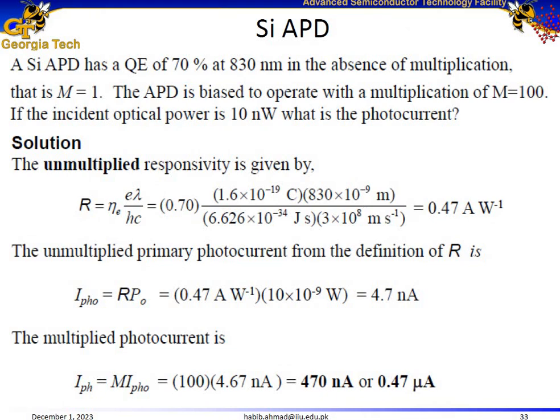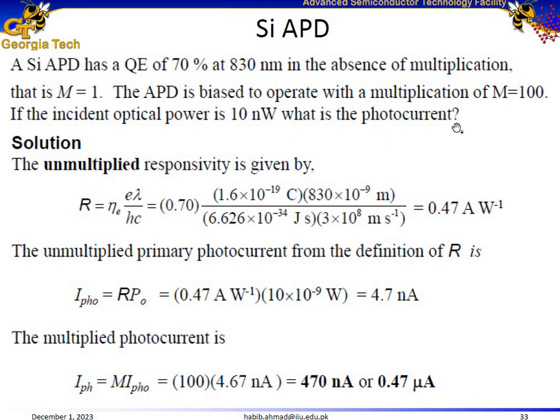Now, let us try to understand a silicon avalanche photodiode with the help of an example. So consider a silicon avalanche photodiode which has a quantum efficiency of 70% at a wavelength of 830 nanometers in the absence of multiplication, that is M is equal to 1. Then the avalanche photodiode is operated with a multiplication of M equal to 100. If the incident optical power is 10 nanowatt, what is the photocurrent?